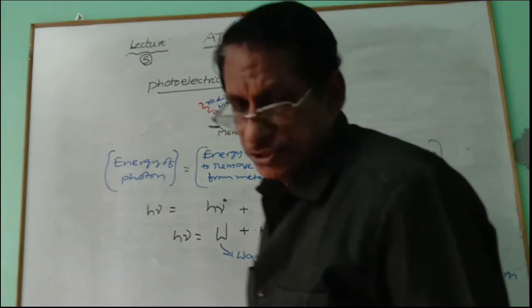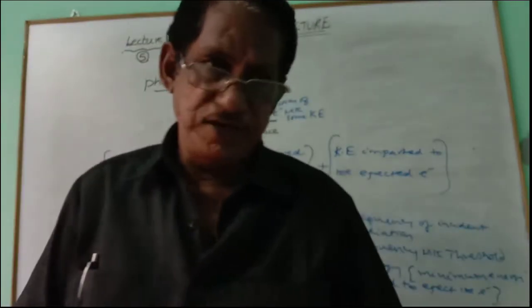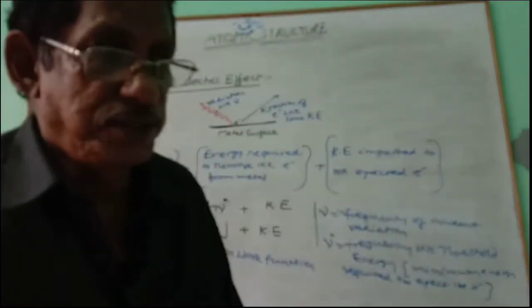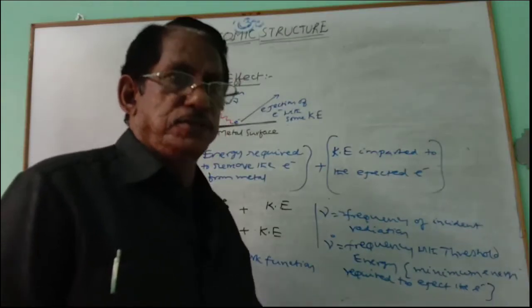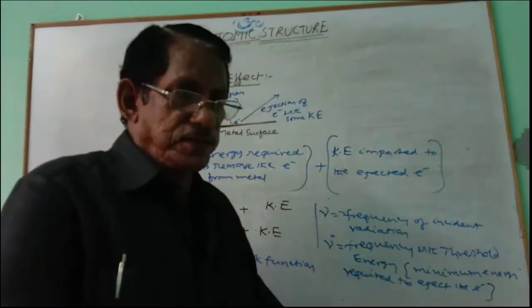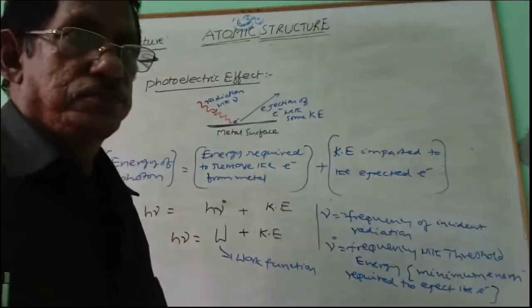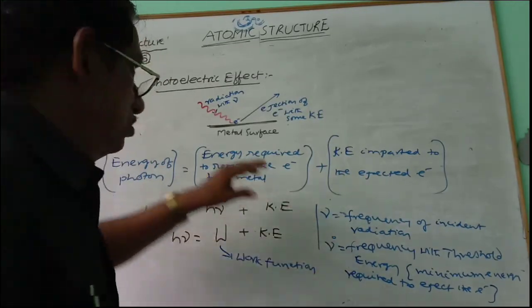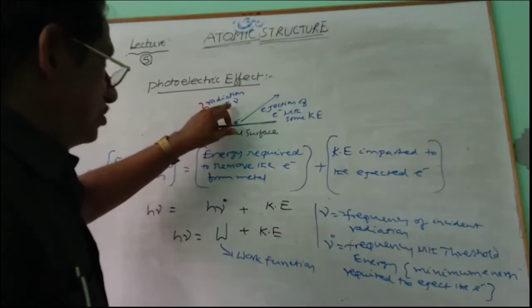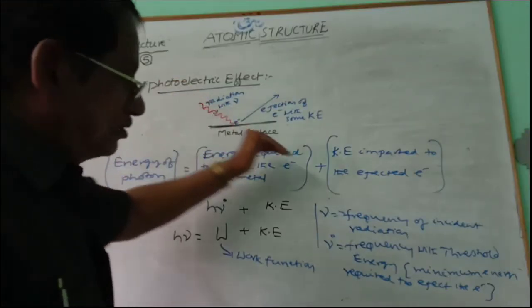Now let us consider the photoelectric effect. What is meant by photoelectric effect? Photon means photon obtained from the light radiation. You are taking here a metal surface on which certain radiation having certain frequency is made to fall on it.